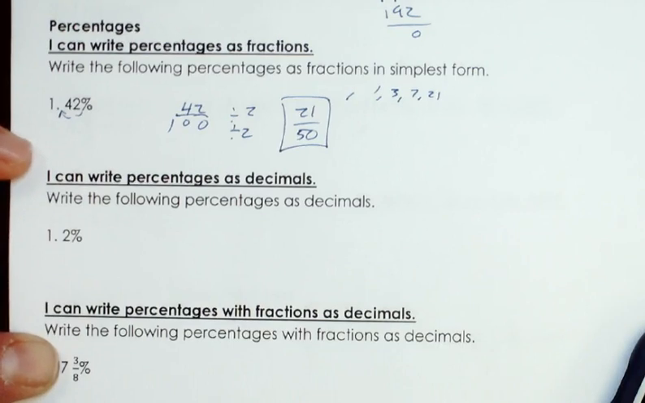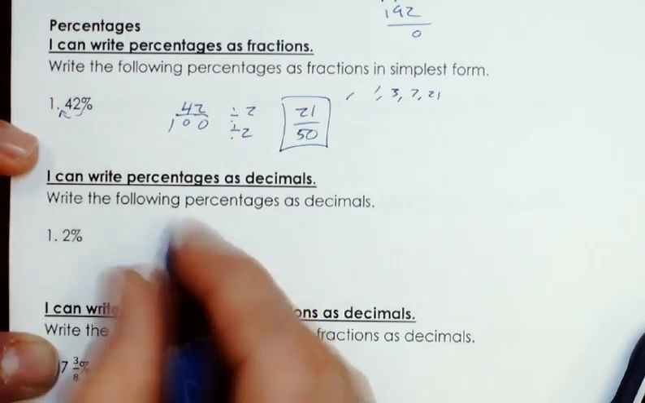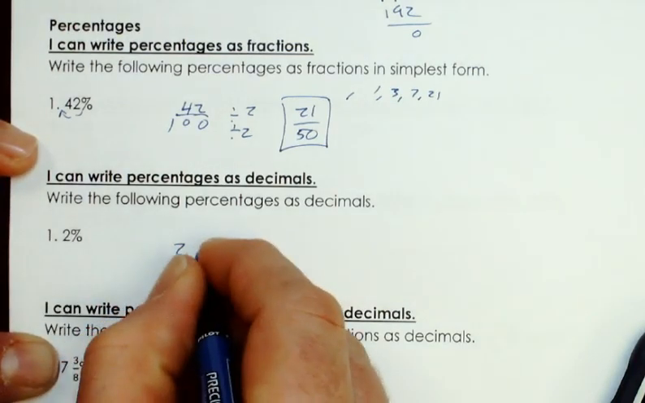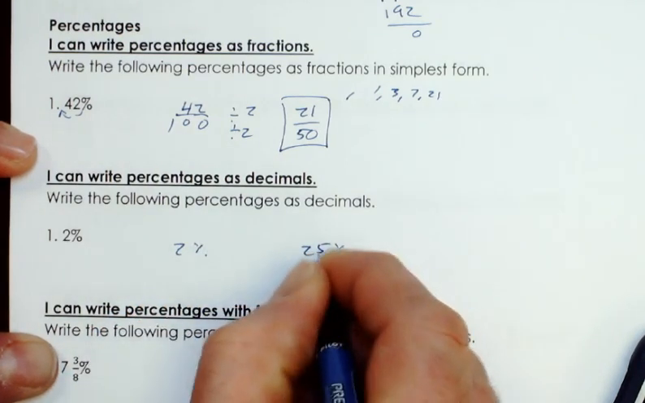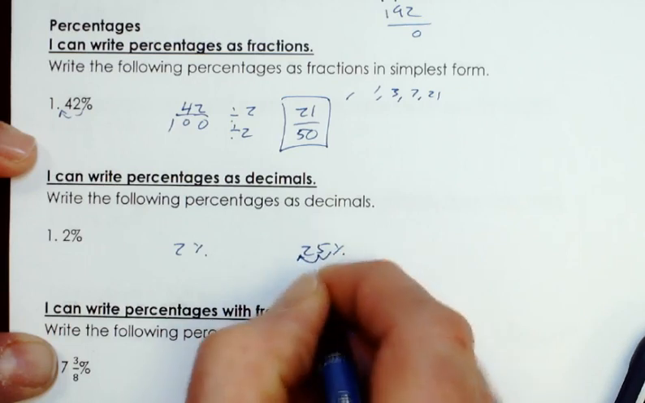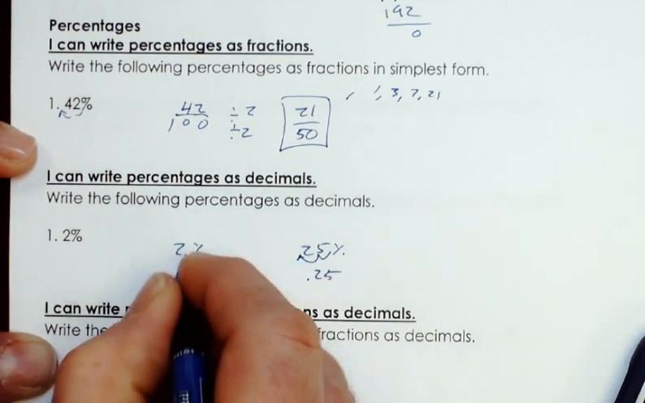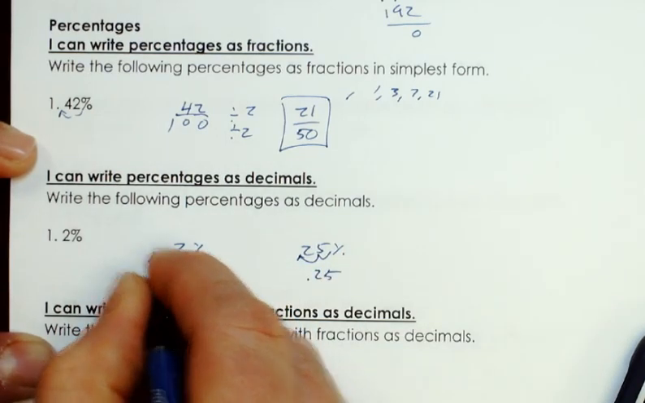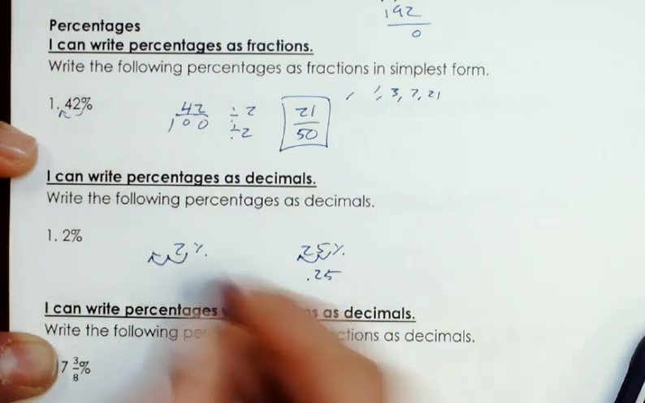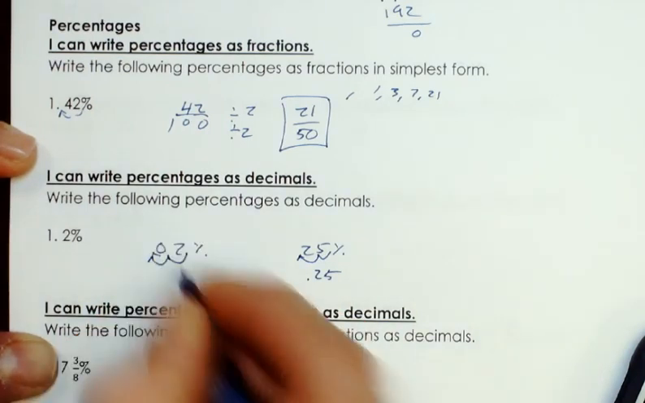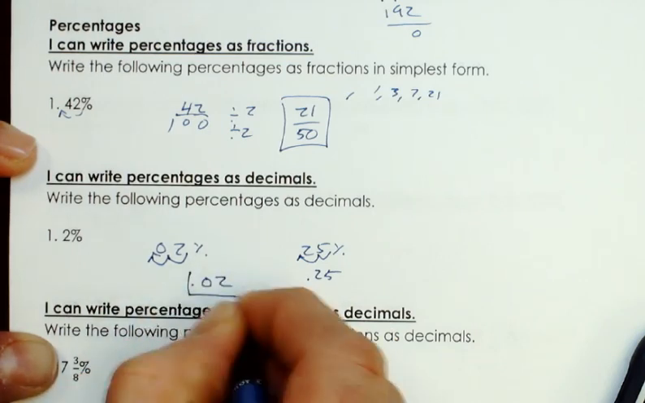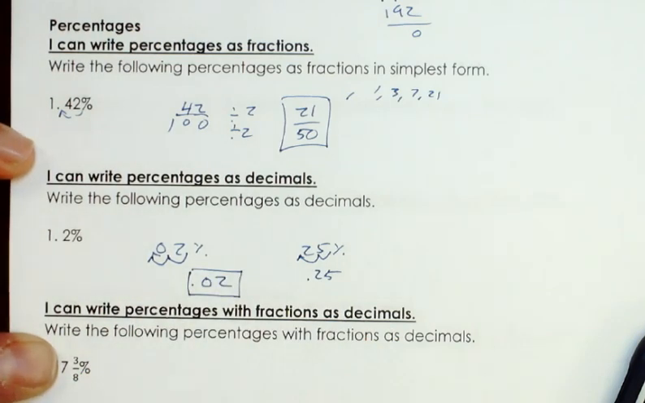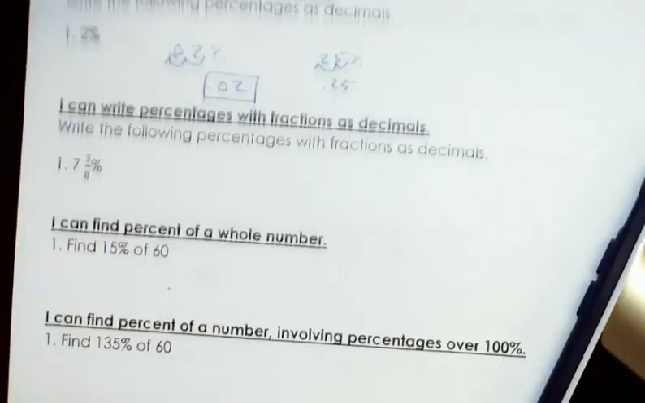I can write the following percentages as decimals. Now we have 2%. Again, let's think about 25%. I had 25% to make that into a decimal, I'd move the decimal 2 places to get to 0.25. So I'm going to do the same thing with 2%. But a lot of kids think that's just 0.2, but you have to remember to put that placeholder in. 0.02 is your decimal there. Okay? Don't forget that. All right, let's keep rolling here.